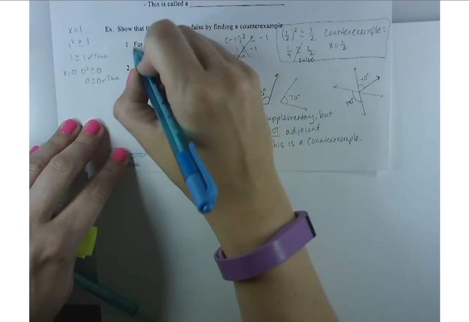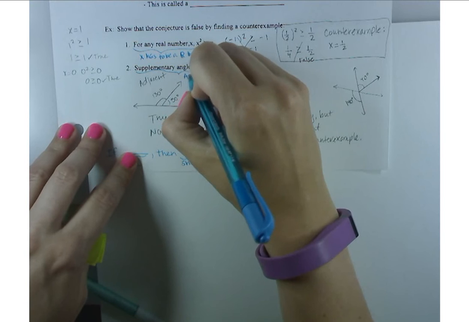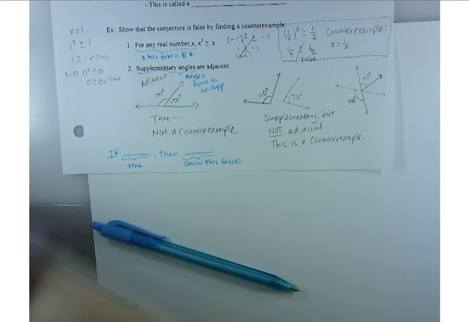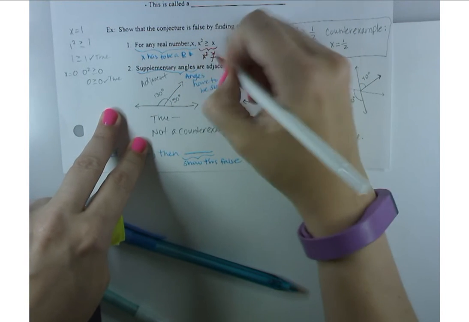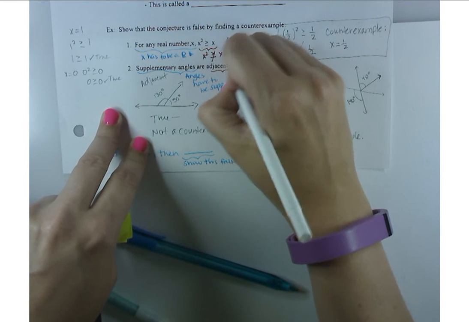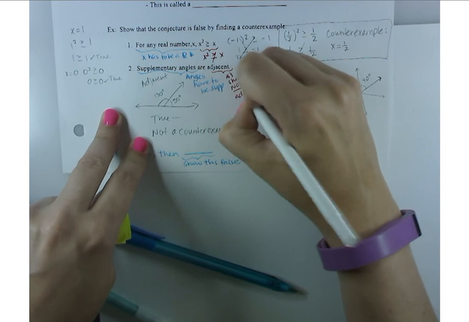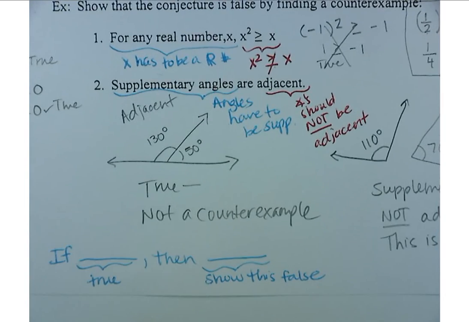Okay, so for this one, x has to be a real number. For this one, the angles have to be supplementary. And then x squared should not be greater than or equal to x. The angles should not be adjacent. I'll zoom in so you guys can see that better. Okay, so whenever you have a counterexample, one part has to be true, and then you'll prove that the second part is false.